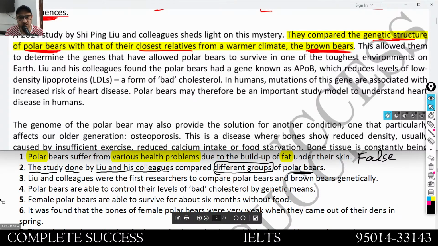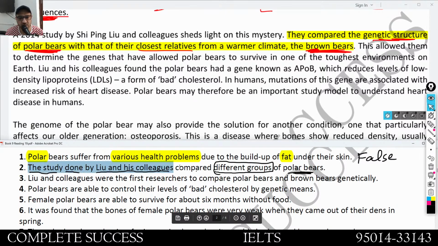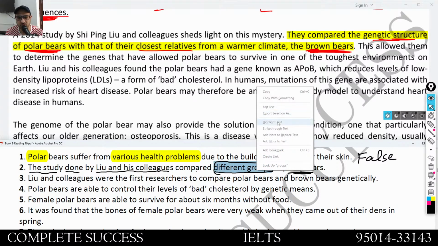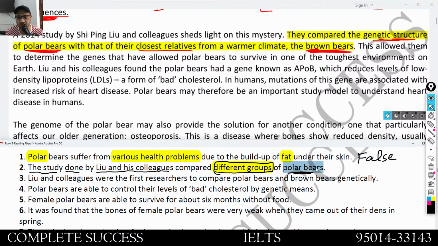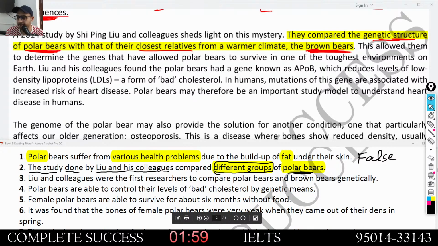Now tell me whether this question should be true or false. The study done by Liu and his colleagues compared what different groups of polar bears? Now is it true, is it false, or is it not given? So I'll give you about 1 minute if you want. So try to answer this question in 1 minute.